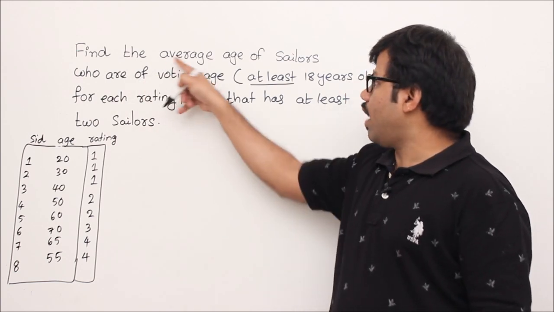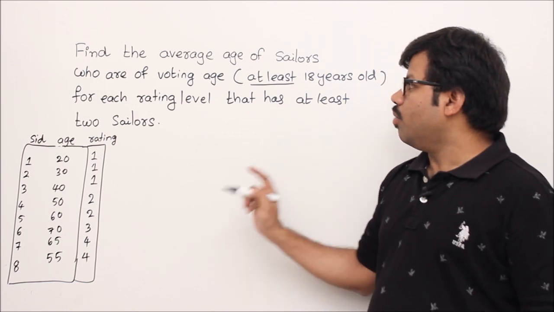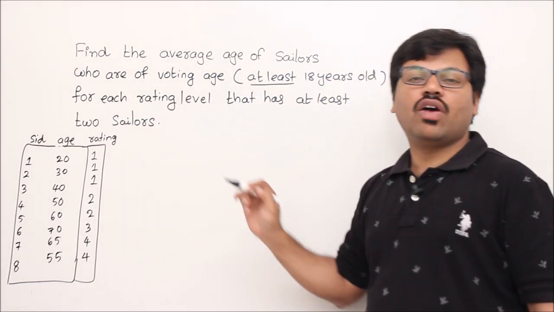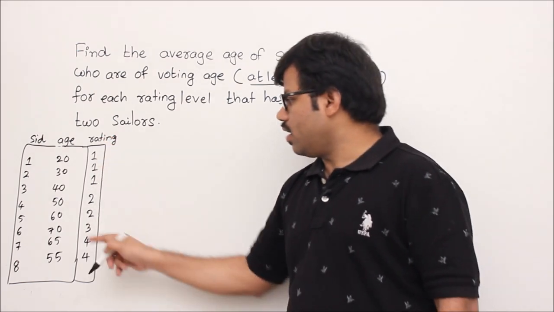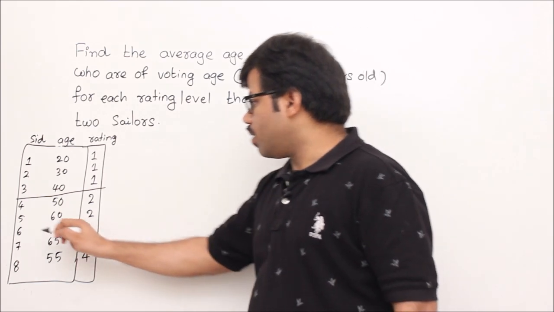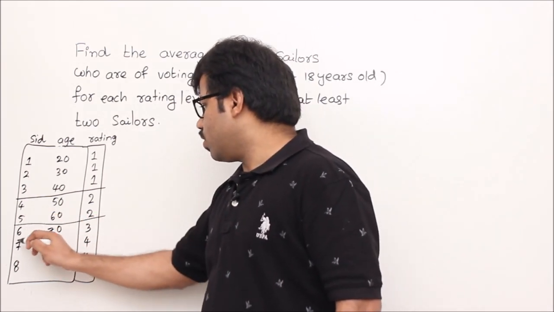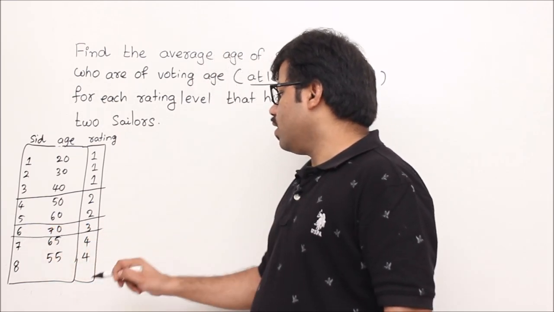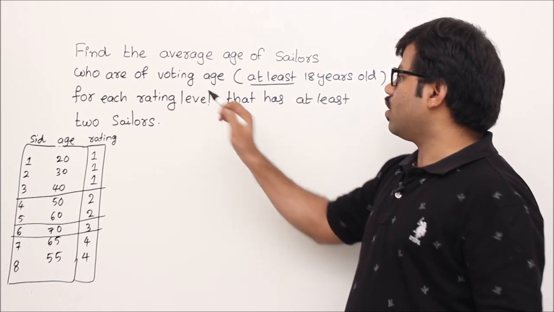I want to compute average age of sailors who are of voting age, but for each rating level. That means we have to do it for every different rating level. For example, this is the data. Then we have to do average age for rating 1 separately, rating 2 separately, rating 3, there is only one person, separately, rating 4 separately. So that is the meaning so far.